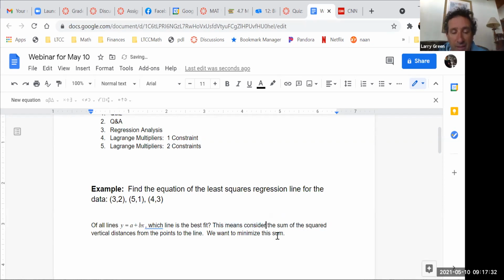I want to minimize the sum, because the idea is if these points were exactly on a line, then the distance from the point to the line vertically is 0, and you'd minimize the sum of the distances, because that would be 0. Now you can't do that. So we're going to be talking about all different lines and seeing which one is the best fit. Any questions on that? So that's what regression analysis does. Now what I need to do is find the sum of the squared vertical distances from the points to the line. Any questions on this idea? Anyone lost?